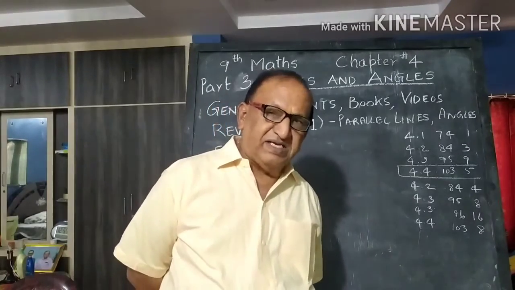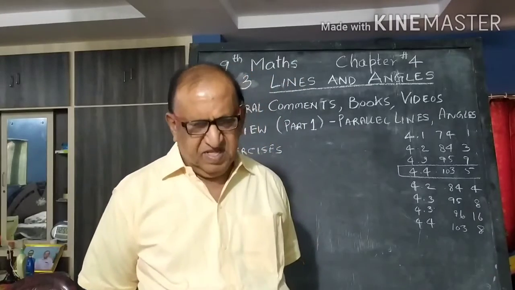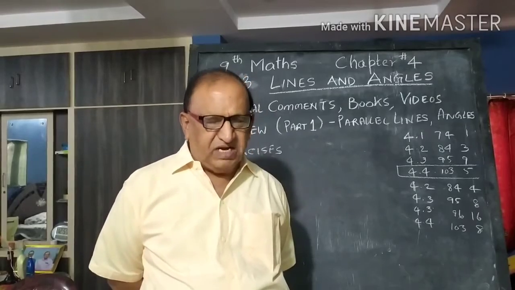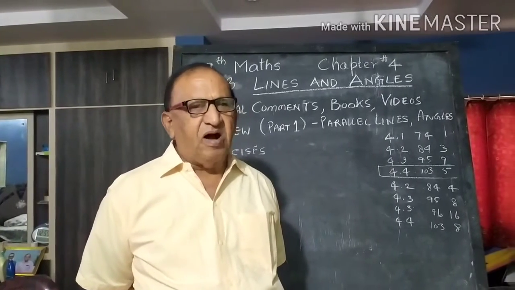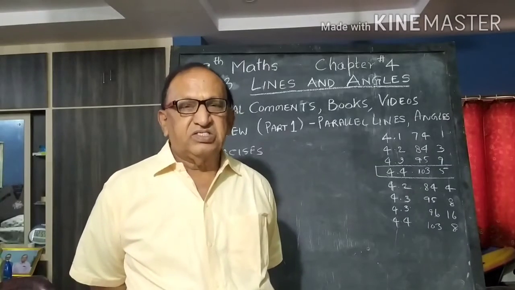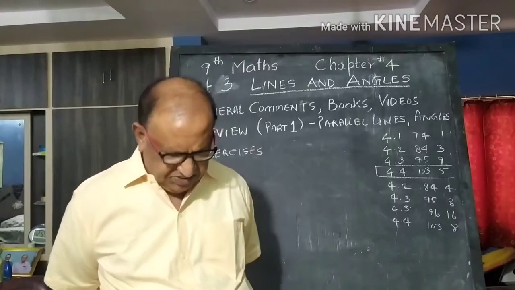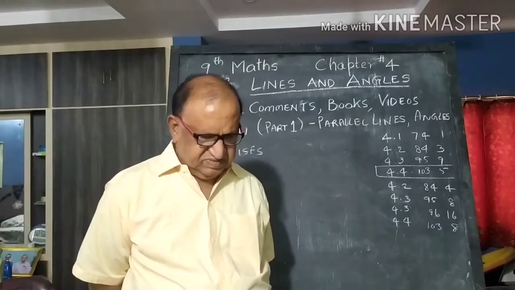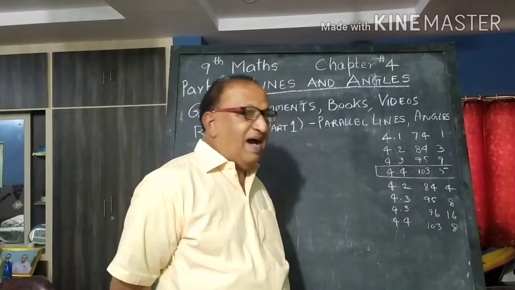Then we also learned about linear pair. The angle made on a line, that pair of angles is called a linear pair if the sum of the angles is equal to 180 degrees. Then this is all about intersecting lines. Now we talk about parallel lines.